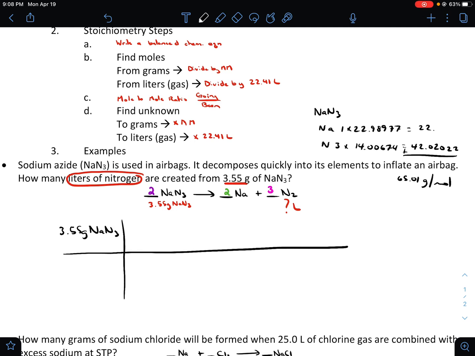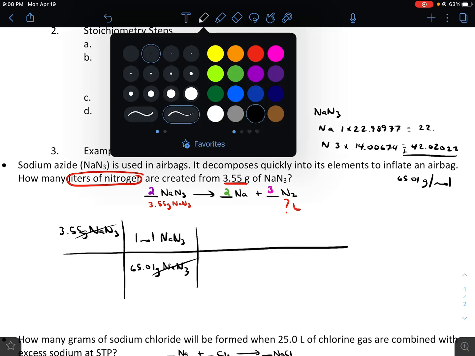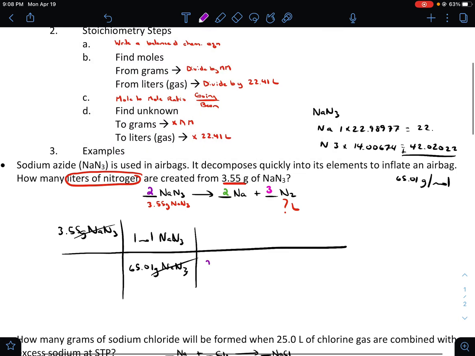So we're going to put 65.01 grams of NaN3 on bottom. On top, we're going to put 1 mole of NaN3. Grams cancel, grams cancel. Now we're ready for our mole ratio. We're going to put 2 moles of NaN3 on bottom.